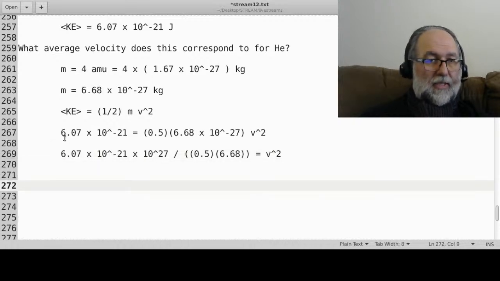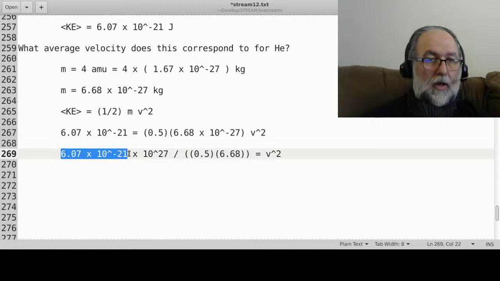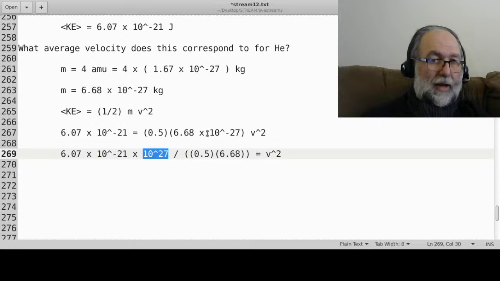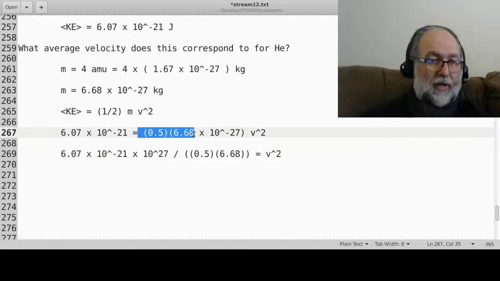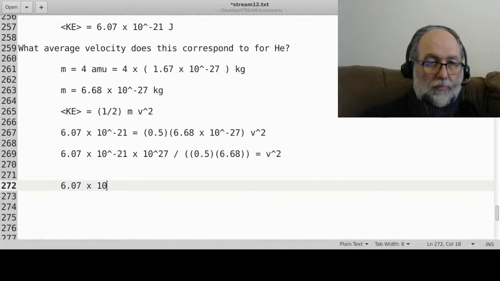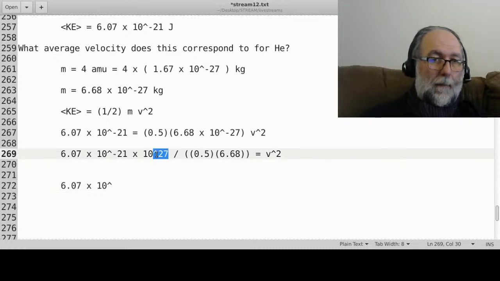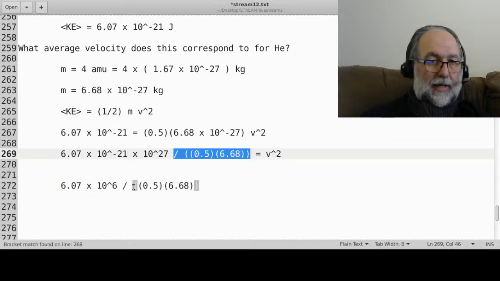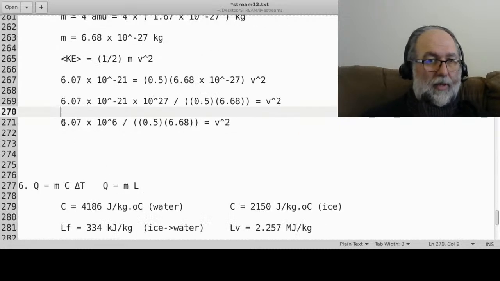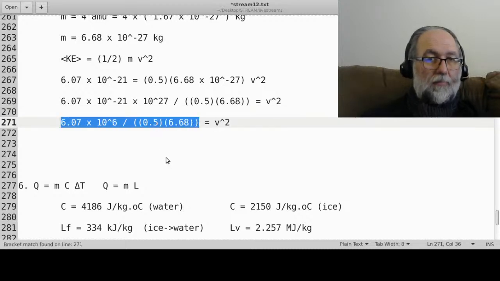I hope I didn't go too fast, but basically I had this number right here. I multiplied both sides by 10 to the positive 27, which eliminates the negative 27 on this side, and then I divided both sides by 1/2 times 6.68. Now that is going to be times 10 to the exponent 27 minus 21, which is 6, divided by that. However you want to do it on your calculator. It's just that my calculator right now is doing a very funny round off.